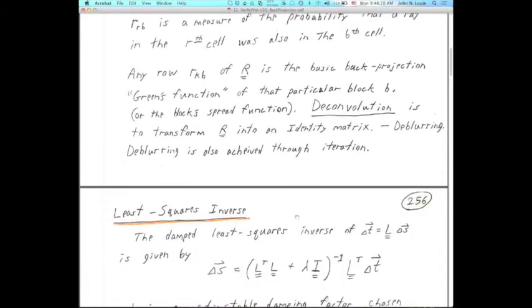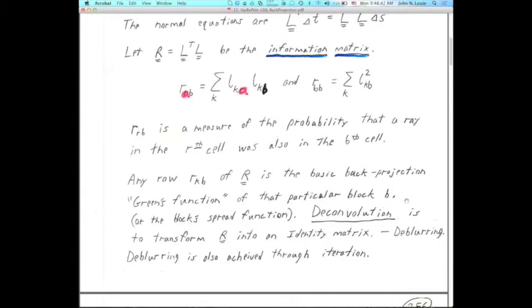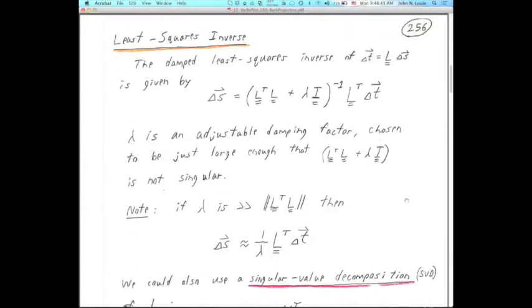All right? It's transforming R. Deconvolution could be called transforming R into an identity matrix, or as Gene Humphreys called it, deblurring. And you can also achieve deblurring and a measure of deconvolution through iteration. Okay, so this is kind of a review of where we're going, and we're going to be talking about this quite a lot. So I'm going to introduce it for this problem, and then later I should get a chance to come back and introduce it all over again for some very simple linear operators.